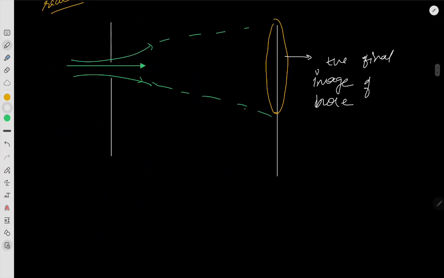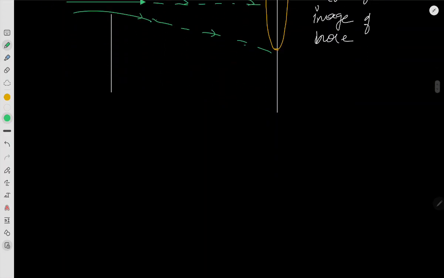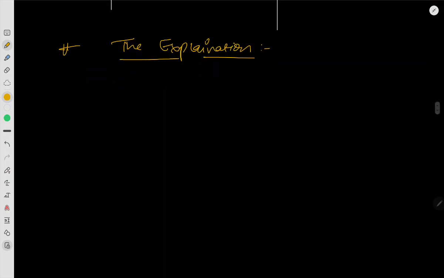So, in order to answer this question once again, we go back to our theory of constructive and destructive interference, which we studied in waves. And we will answer this question once again by waves and not by a ray that moves in a straight line. So, how did we understand it? The explanation. So let us take this once again. I'll redraw the diagram.